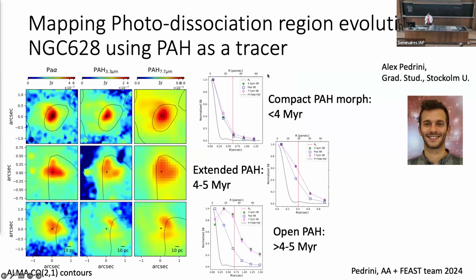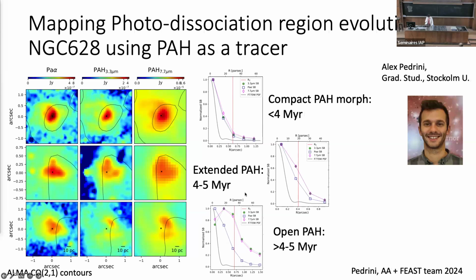Interestingly, when we look at the shape of the PDR where the star clusters are sitting, here you see Paschen alpha is always peaked. So we are looking at compact objects, HII regions, but the PAH is changing in morphology. And Alex, a grad student in Stockholm, has actually studied their light profiles. What we see is that the PDR traced by PAH is changing, becoming like a donut shape. And you see here the surface brightness profiles are changing while the Paschen alpha is still peaked in the system.